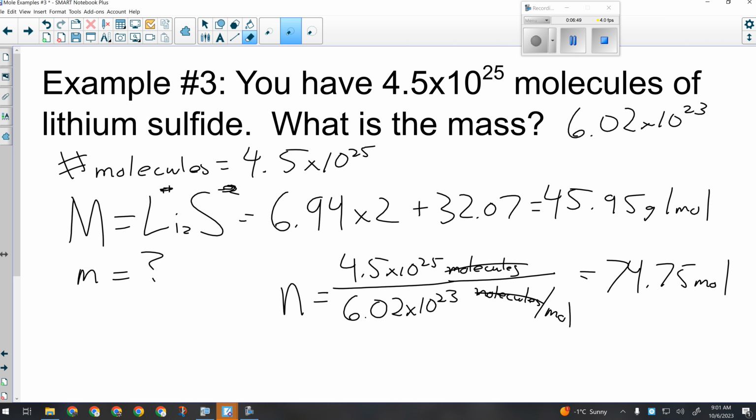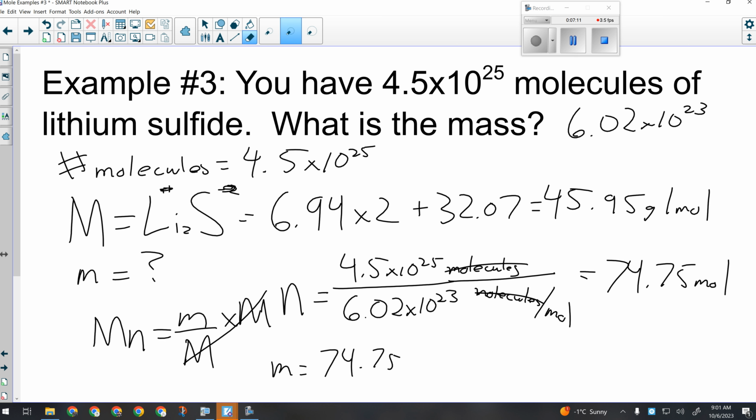Okay, now that I have n, I can find m. I do have to manipulate the mole equation in the only way I ever have to manipulate the mole equation. That is moving big M over to the other side to solve for little m. So that will be 74.75, with all the decimals that are in my calculator, not this rounded value, times 45.95, the molar mass of lithium sulfide.